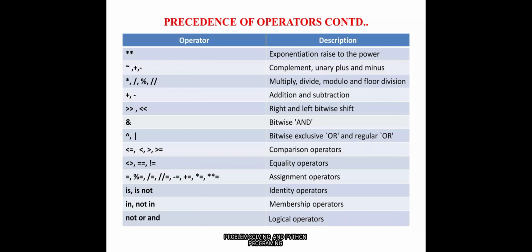In this table we have described the different operators available, and these are the operators supported by Python programming. For example, the first one is the exponential, raised to the power. The next one is the complement, unary plus and minus. Then multiplication, division, modulo and floor division. Addition and subtraction, left and right bitwise shift, bitwise and, bitwise exclusive or, comparison operators, equality operators, assignment operators, identity operators, membership operators, and logical operators.